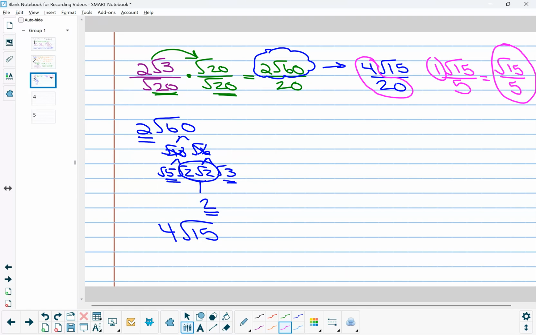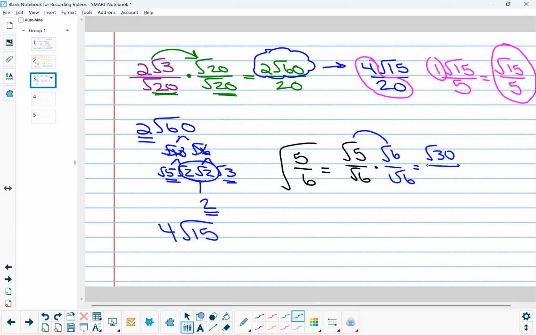Super quick. If you see something that looks like this, rad 5 over 6 under one big radical, rewrite that as rad 5 over rad 6, and then just multiply by what's on the bottom. So you can multiply by rad 6 over rad 6, and then multiply here, so you get a rad 30. That's not reducible, we know. And then this is just going to be over 6, so that would be the answer to that. Okay? I know you're going to see something like that, so handle it that way.